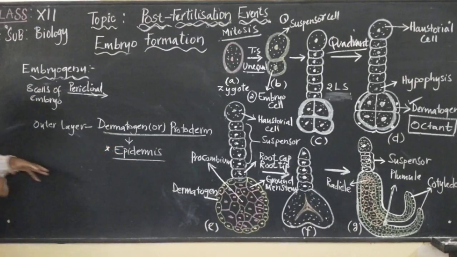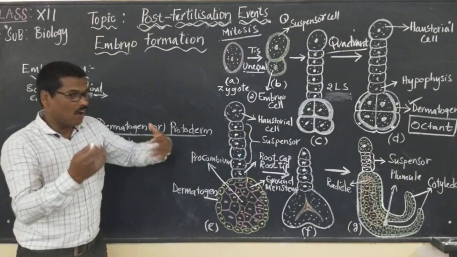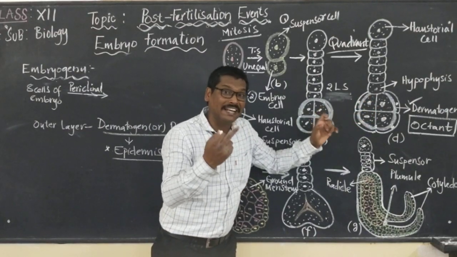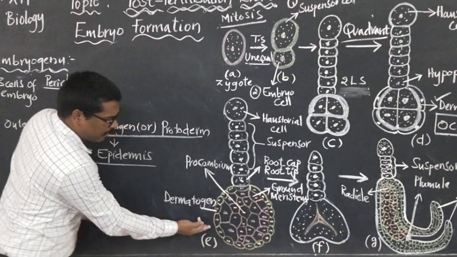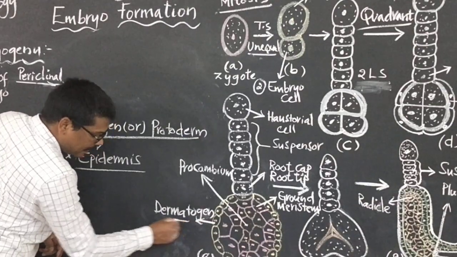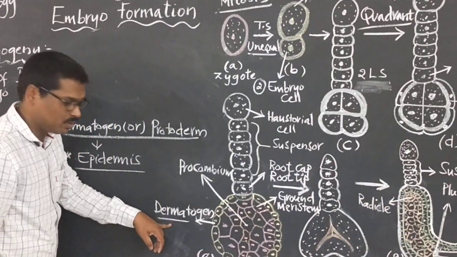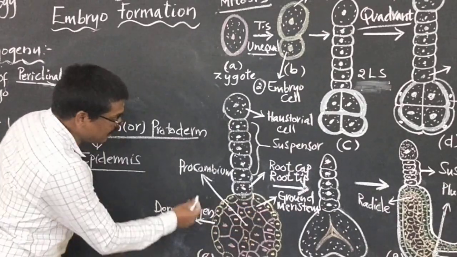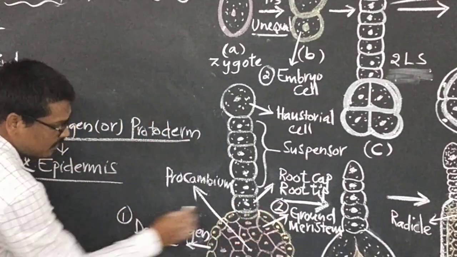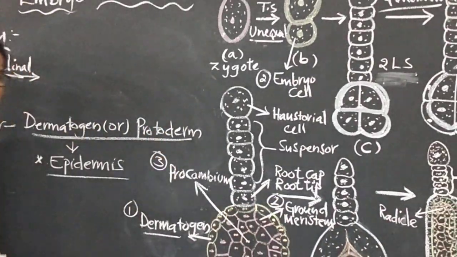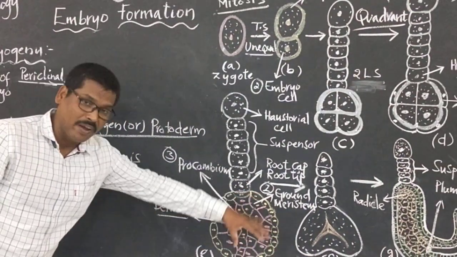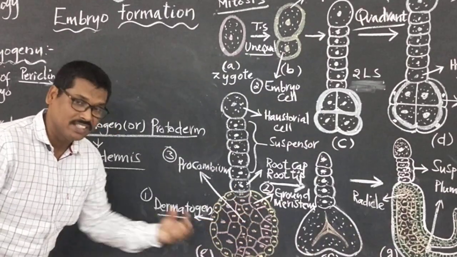Inner cells. See here, when this octant, 8 cells, is undergoing periclinal division, they are forming into many cells. Here we can see in this diagram very clearly. Many cells are formed. Outer cells are called as what? Dermatogen. And the inner cells are the ground tissue. This is the first one, second one is ground tissue, and innermost is procambium. There are 3 different types of cells initially formed in the globular embryo. Why do we call this structure globular embryo? Because it is appearing like a globe, like a ball of cells.